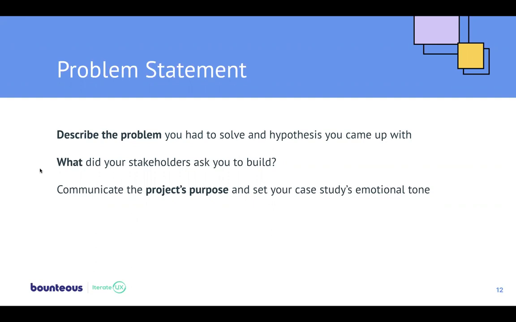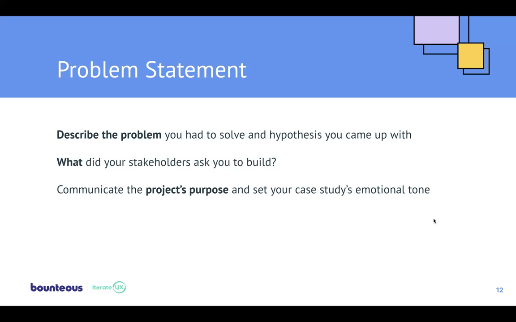So as I mentioned here, the problem statement describes a problem you had to solve and the hypothesis you came up with, and what your stakeholders asked you to build. It communicates the project's purpose and sets your case study's emotional tone. Your case study could be just user research. Your case study could include UX and visual designs. Your case study could be just prototypes. It's totally up to you how you want to build out your case study. So that sets your emotional tone as well. So that is your problem statement.